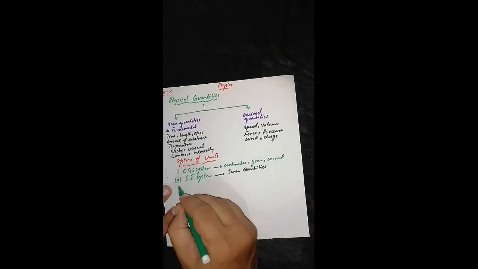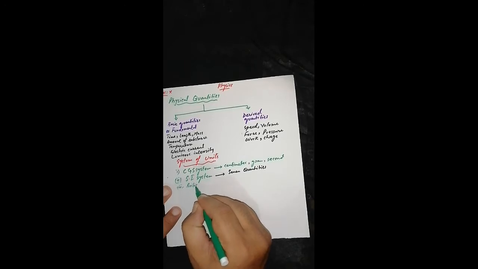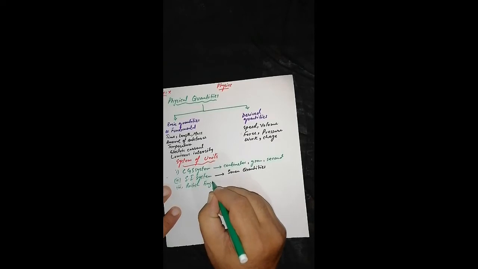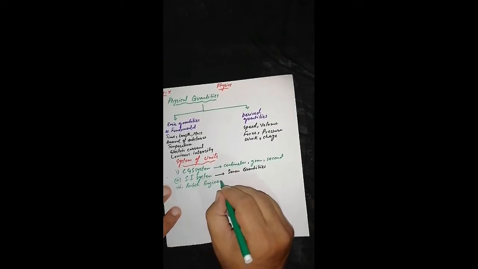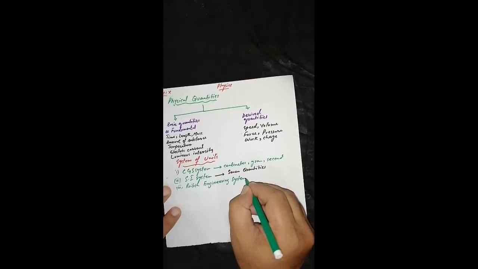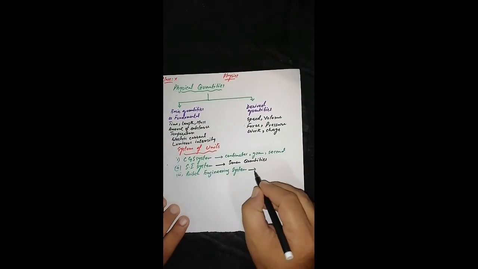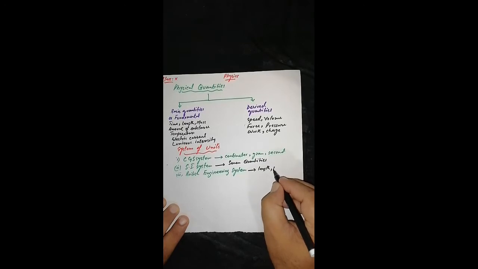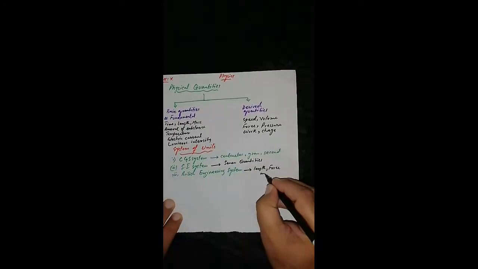And the next system is the British Engineering system, number three. The British Engineering system is an old system. In this system, fundamental quantities are length, force, and time.